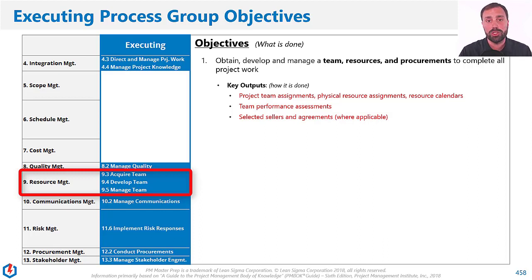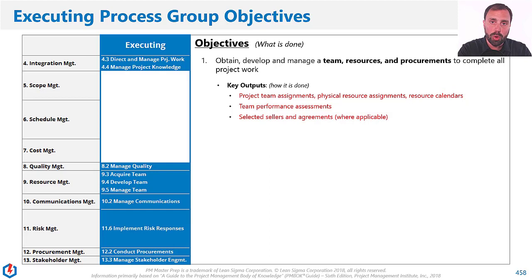We're bringing in our resources, our experts, our SMEs, the people that are going to do the work, okay? And then we're going to go forth and complete all the project work. So in doing that, how we get this stuff done, the output of those is we have project team assignments, obviously, who's doing what and when they're there. The resource assignments, that's the physical resources that we use. And the resource calendar, what things are available and when. So when you think about building a team, those are key things.